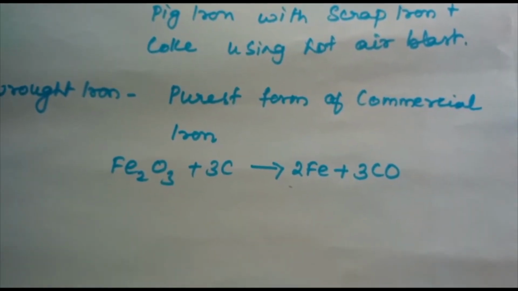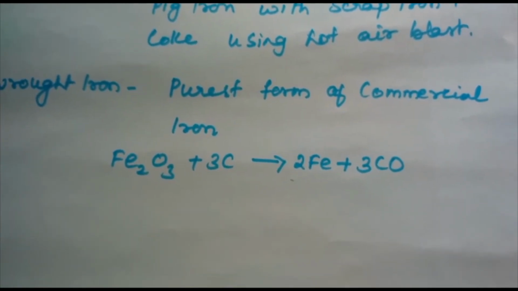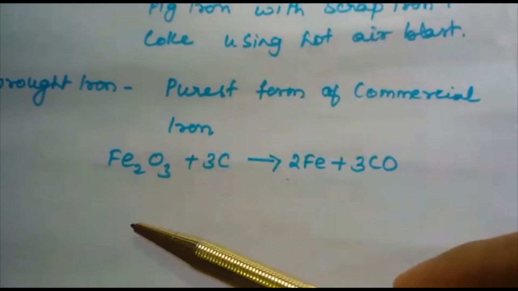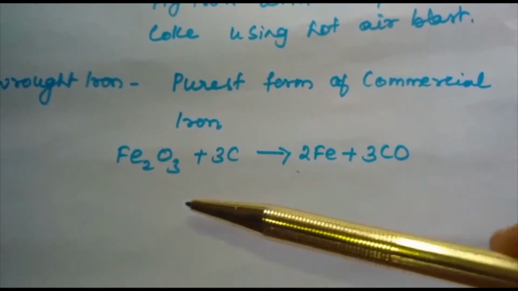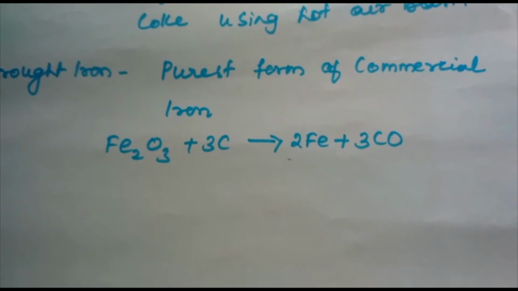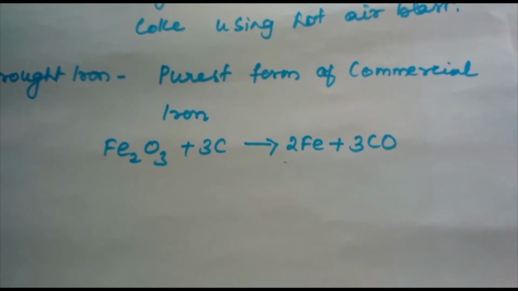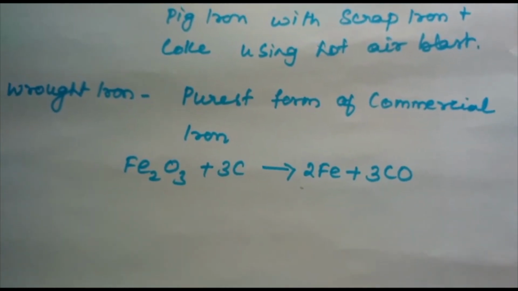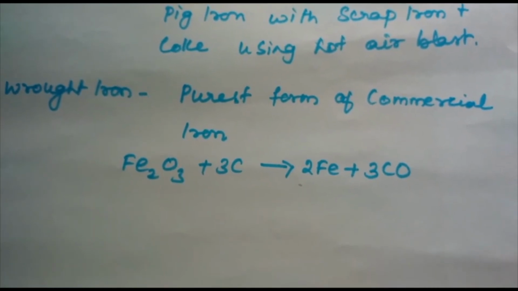Wrought iron is prepared from cast iron by oxidizing impurities in a reverberatory furnace lined with hematite. This hematite oxidizes carbon to carbon monoxide: Fe2O3 plus 3C gives 2Fe plus 3CO. This is the reaction. Here limestone is added as a flux and sulfur, silica and phosphorus are oxidized and passed into the slag. The metal is removed and freed from the slag by passing through rollers. This is how we get the purest iron, that is wrought iron. This is how we extract iron from the blast furnace.